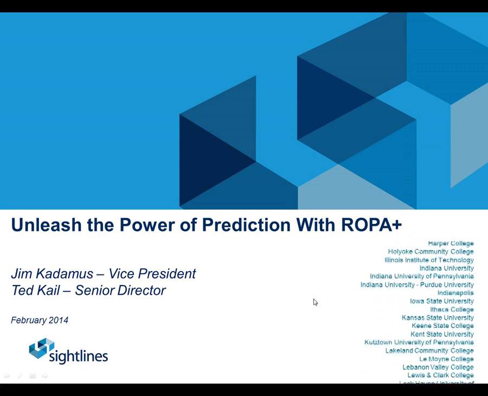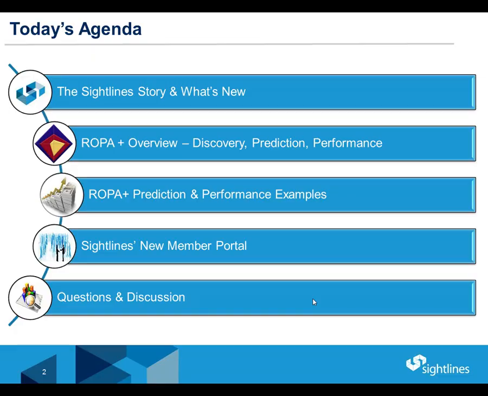So a little bit about today's agenda. We're going to start with a little bit of background about Sightlines' story. Many of you have worked with Sightlines before, so we want to make sure you know where this new ROPA Plus piece fits in with all of the work that we've done over the years. Then we will give you an overview of ROPA Plus, the discovery, the prediction, and the performance aspects of it.